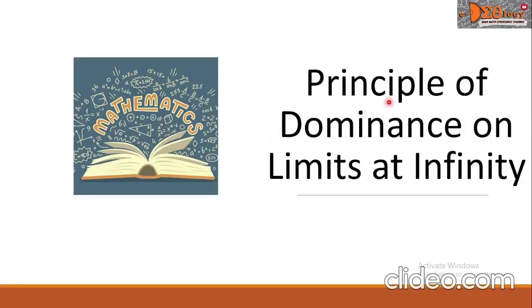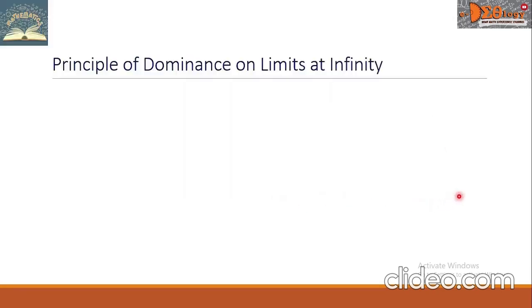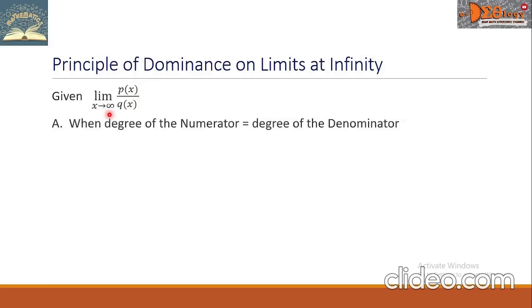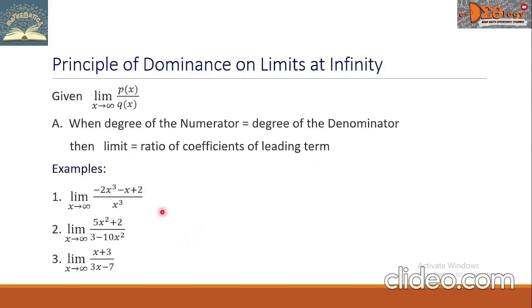Today we're going to study principle of dominance on limits at infinity. Given the limit of this rational function, p of x over q of x, as x approaches infinity. This is case 1, when degree of the numerator equals degree of the denominator. Then the limit equals the ratio of coefficients of leading term. We have here 3 examples.